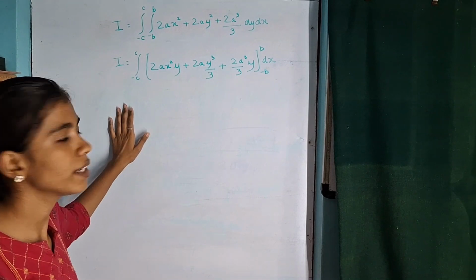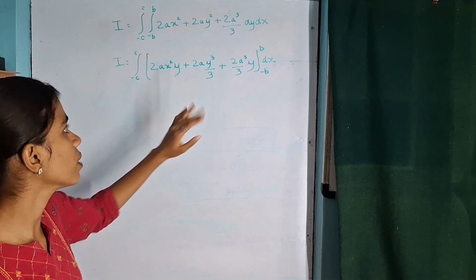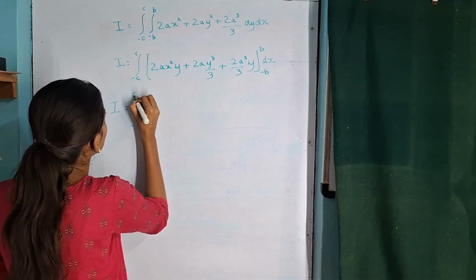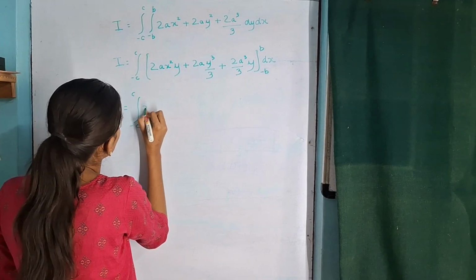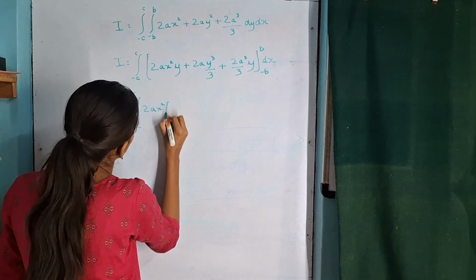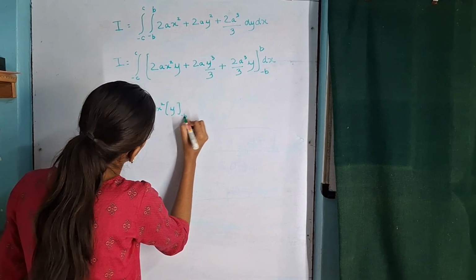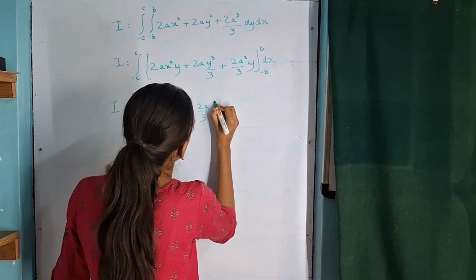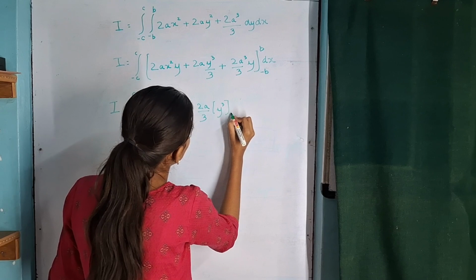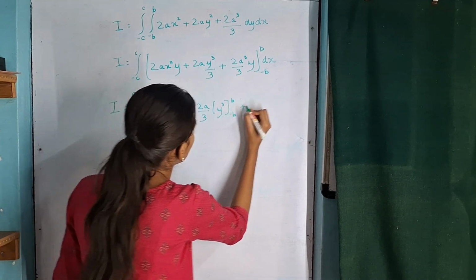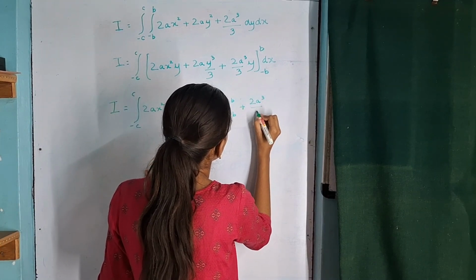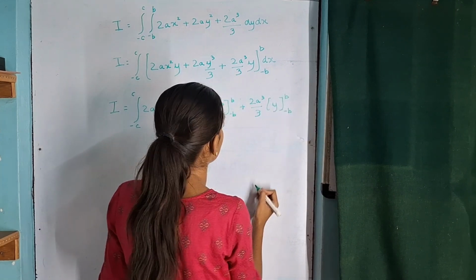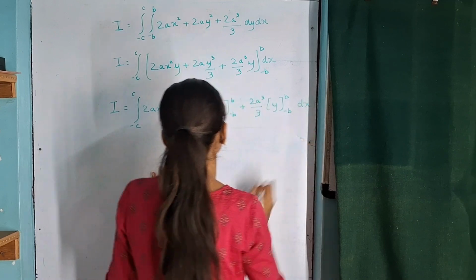So this is what you get after integrating. Now we will substitute the limits and separate the y values. Here you get 2ax² with y separated with the limits minus b and b, plus 2a by 3, y cube is separated with the limits minus b and b, plus 2a cube by 3 is separated with y with the limits minus b and b. We are left with dx.